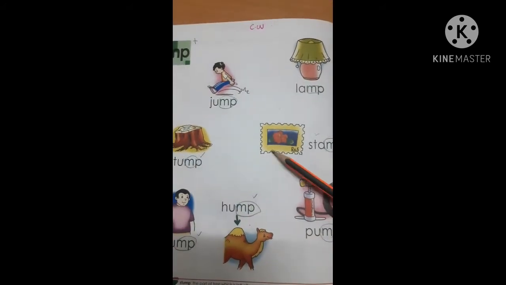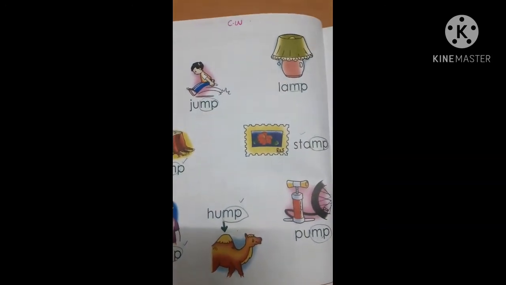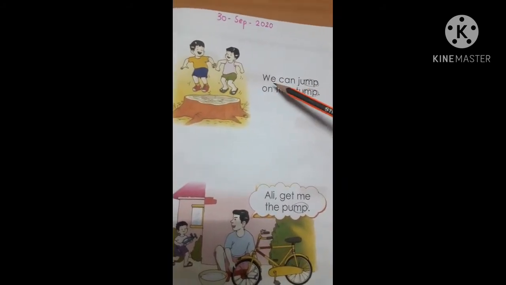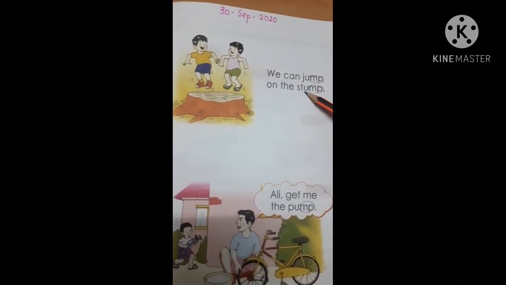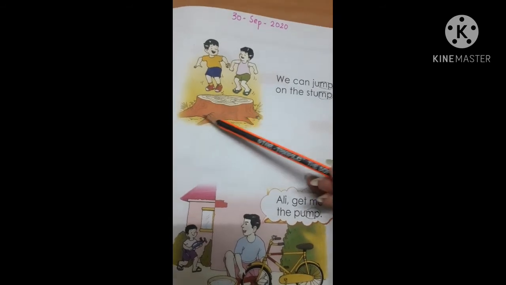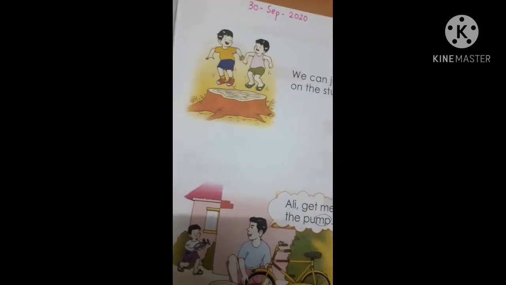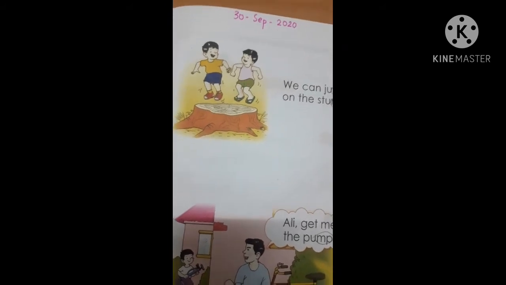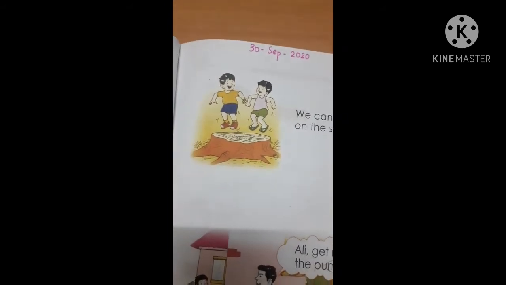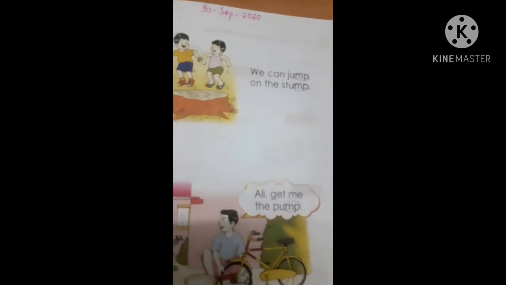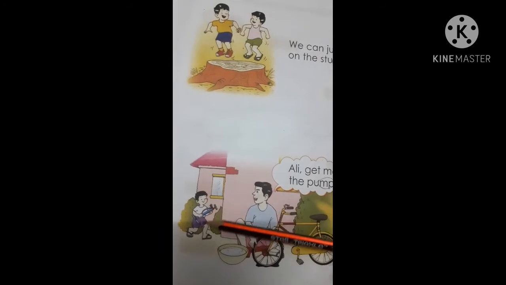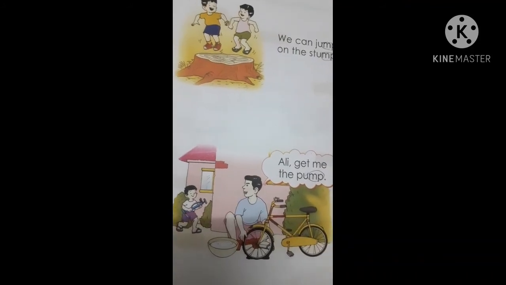So page number 24, sound is for reading, and page number 25 is also for reading. Now look here, read the sentence. We can jump on the stump. What is stump? I already told you, a small piece of wood just left behind and a part of tree which is left after most of the tree is cut down. Now next, Ali, get me the pump. Here is Ali and he is giving this pump to this man. Ali, get me the pump.